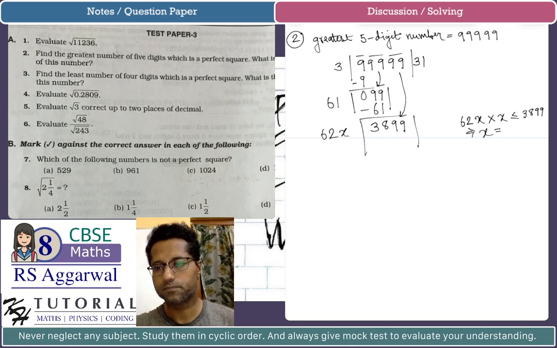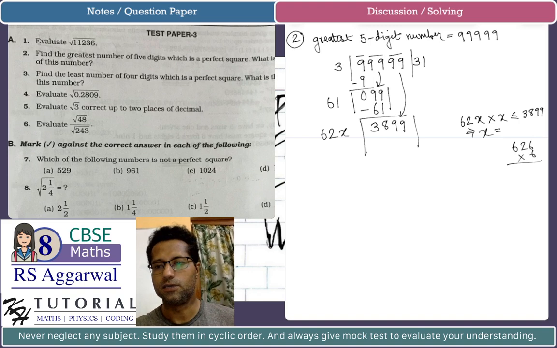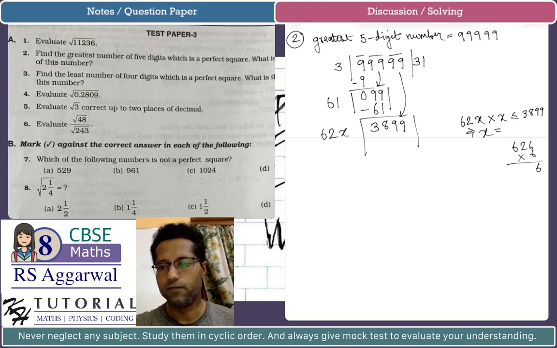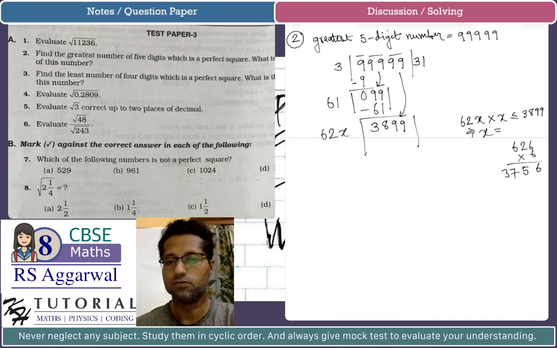Now if we take x as 6, let's see what happens. Can we take 7? No, we cannot take 7, because 7 times 626 is 4382, which will exceed 3899. So let's try out with 6. 6 times 626 is 3756. So 6 is the maximum number such that 626 multiplied by 6 will be less than or equal to 3899. So x will be 6.